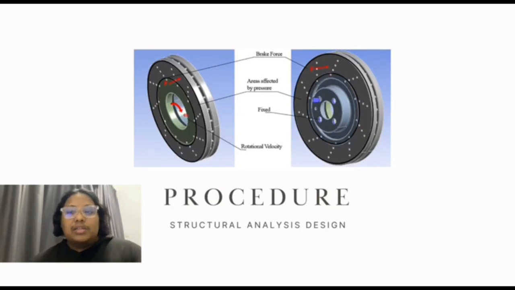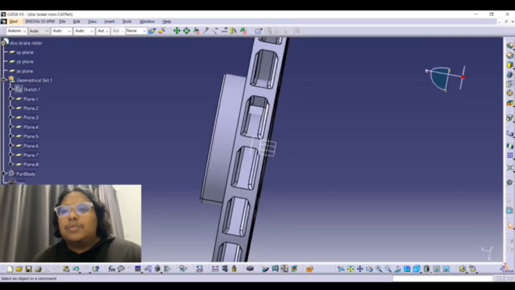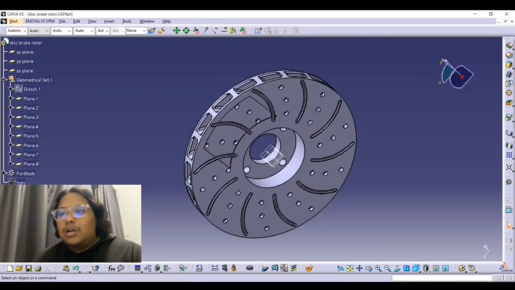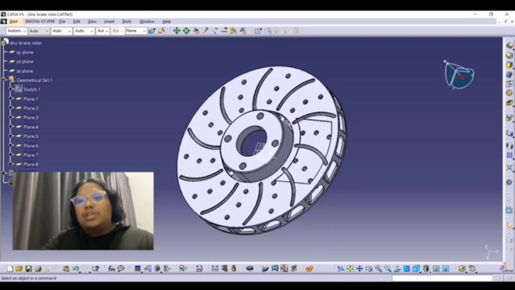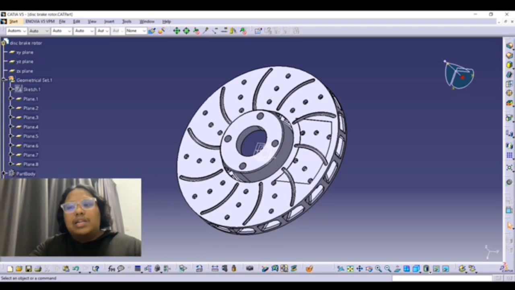My matric number is B0920102990, and I'll be explaining the procedure of this lab session, which is Lab 1. First, we must draw the disc brake rotor by referring to the narration in the lab sheet. After we have finished drawing the brake disc rotor, we will proceed with the analysis.